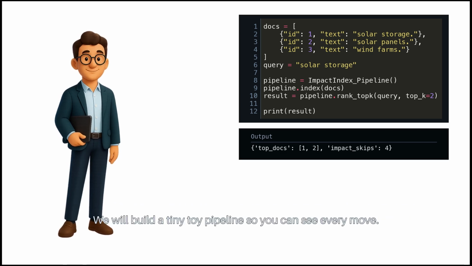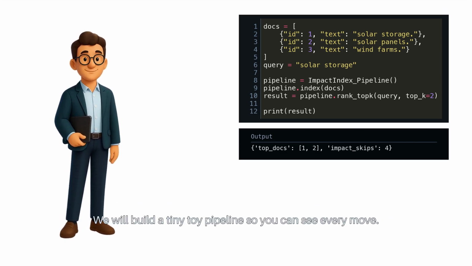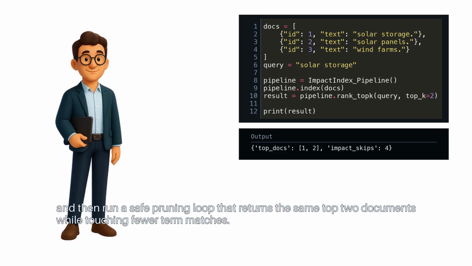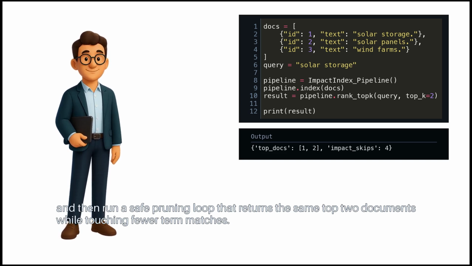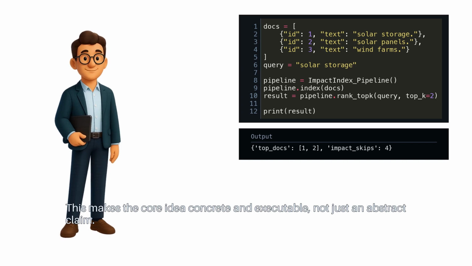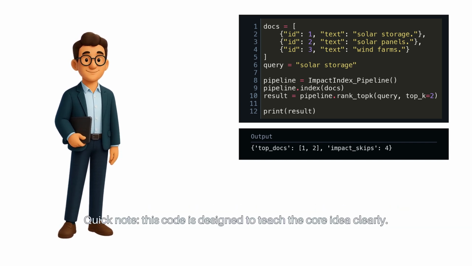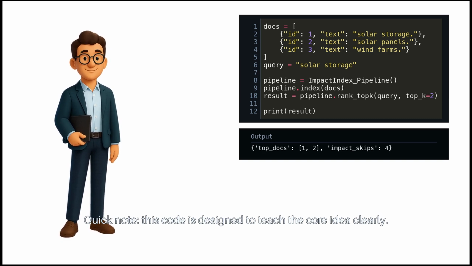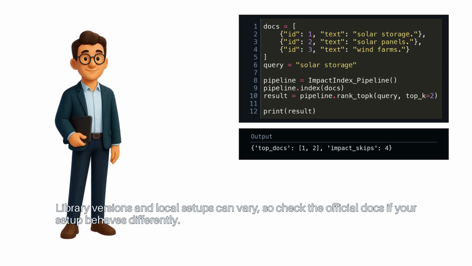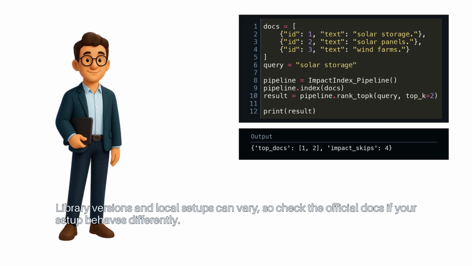We will build a tiny toy pipeline so you can see every move. You will load 3 short documents, turn them into posting lists that show impacts, compute upper bounds, and then run a safe pruning loop that returns the same top 2 documents while touching fewer term matches. This makes the core idea concrete and executable, not just an abstract claim. Quick note, this code is designed to teach the core idea clearly. Library versions and local setups can vary, so check the official docs if your setup behaves differently.